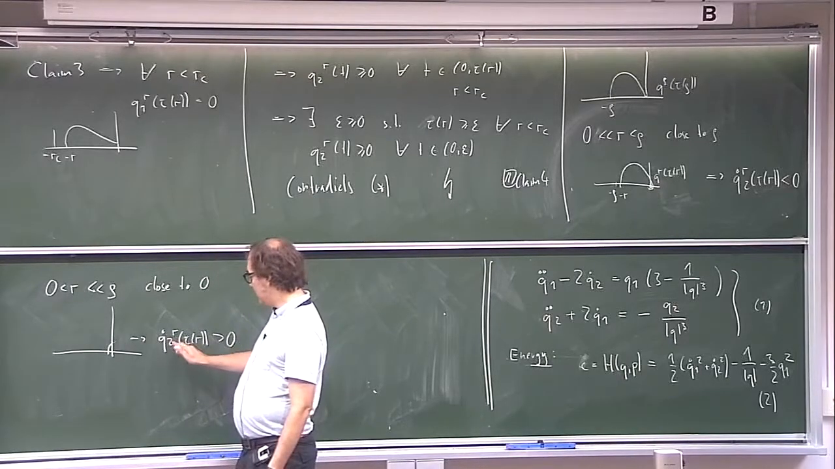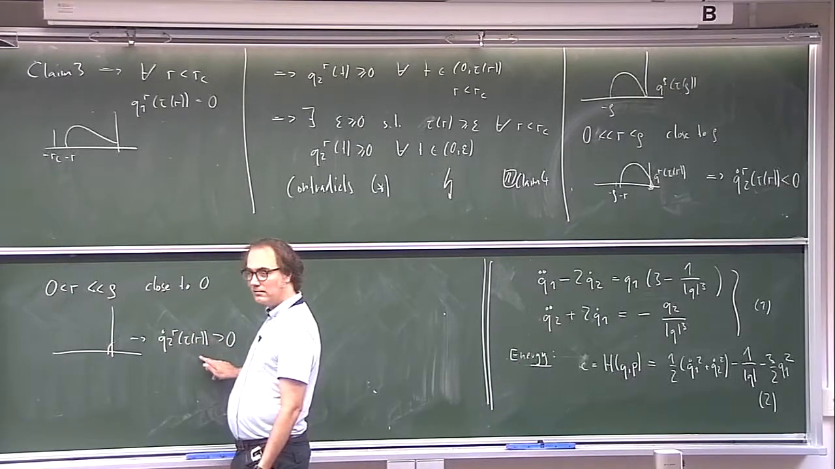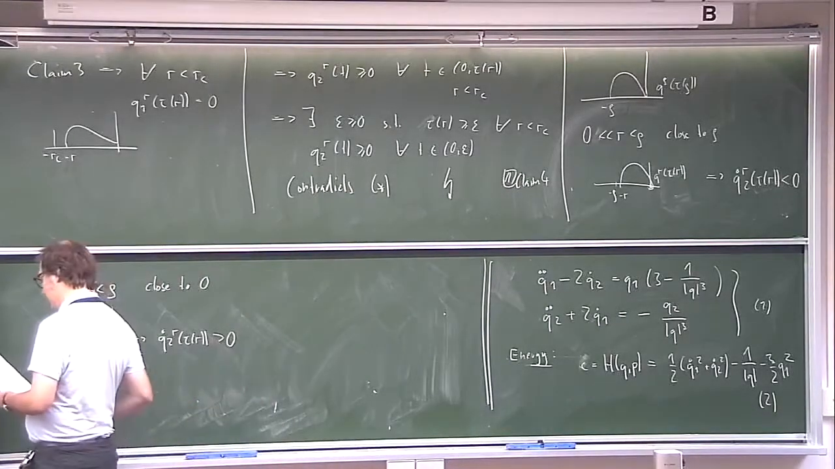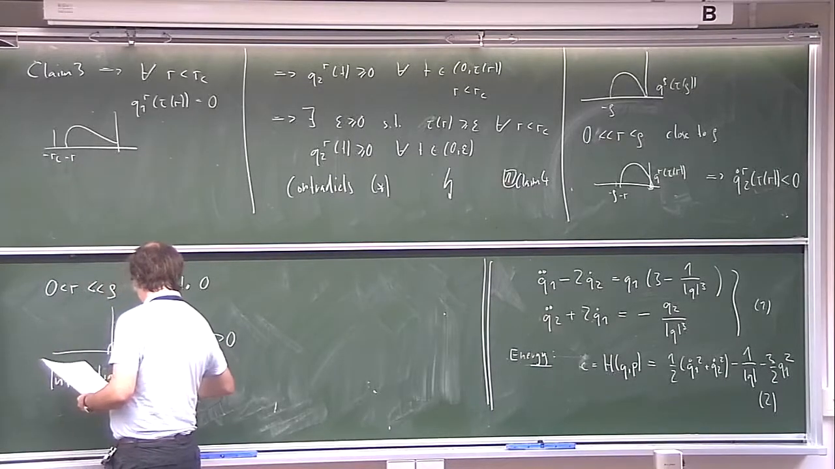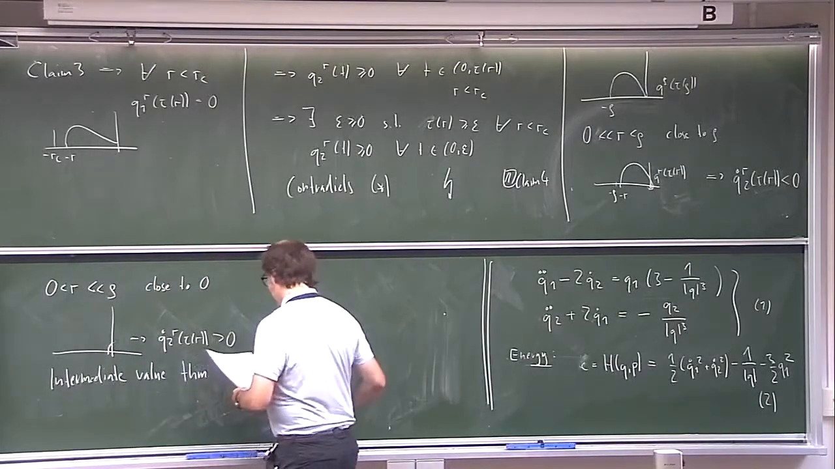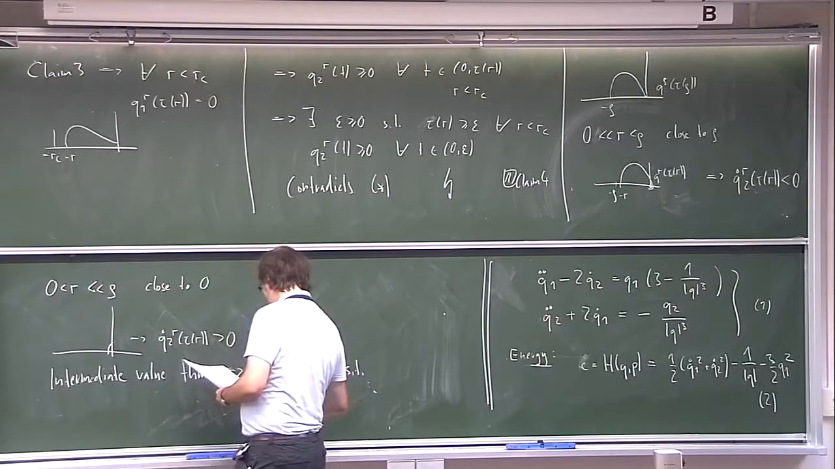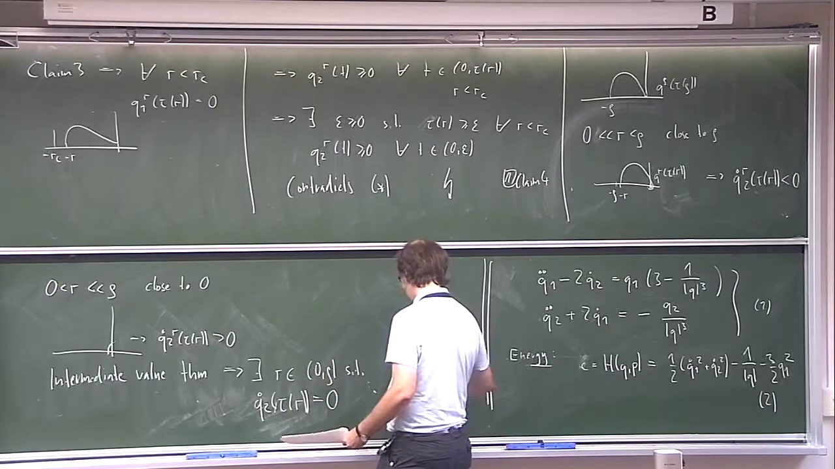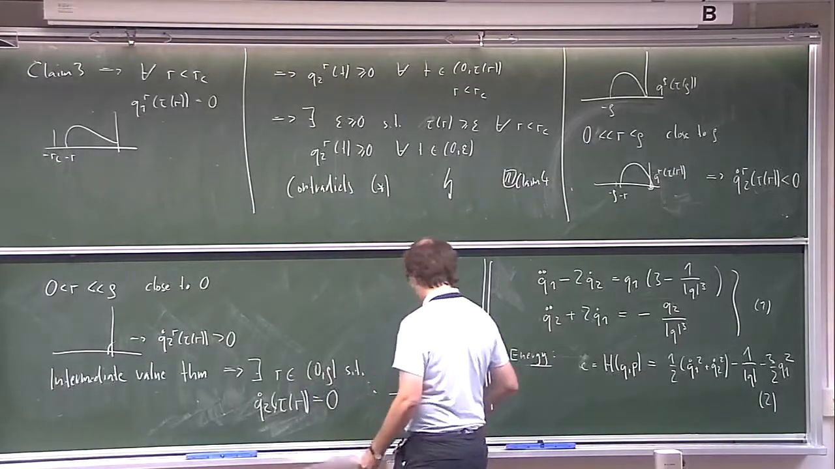So now we have this derivative once bigger than zero and once less than zero, but it's a continuous function of r. By the intermediate value theorem, it has to be zero once. So there exists r in zero rho such that q dot 2 tau r equals zero. So we are perpendicular. And this proves the theorem.